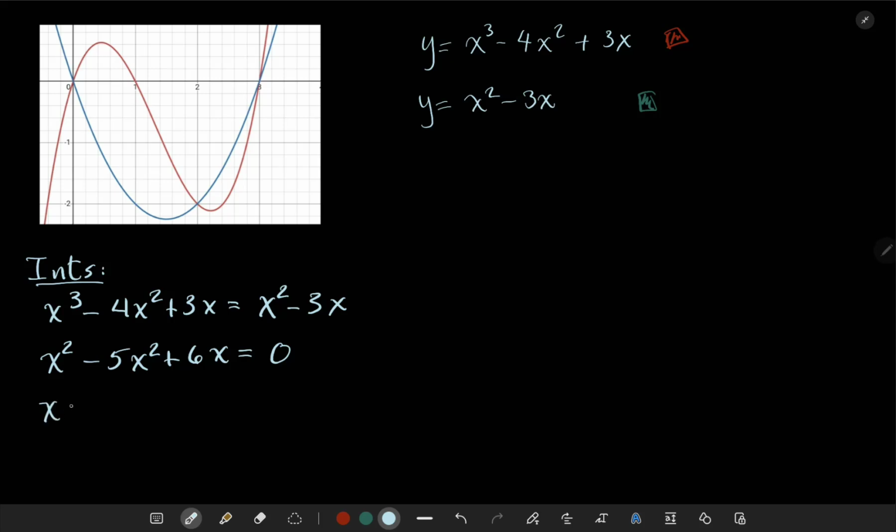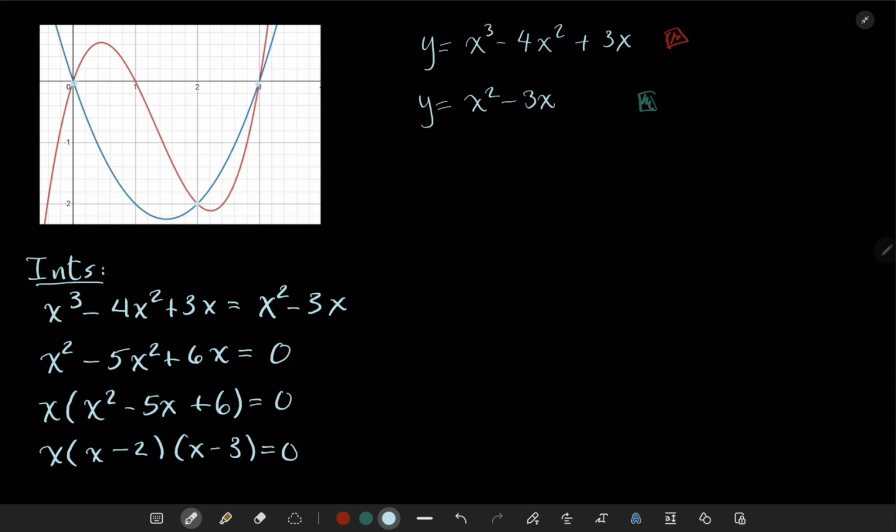So now we have to factor. So we factor firstly an x. That gives us the following. And now to find the other intersection points, we can factor again and get x minus 2, x minus 3. And that gives us the intersection points 0, 2, and 3, as we see from the graph. All right, so those are going to be our intersection points.